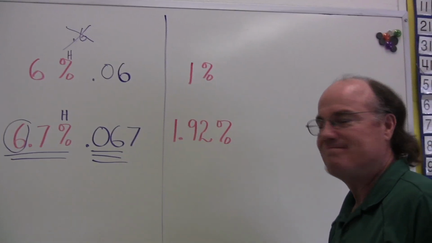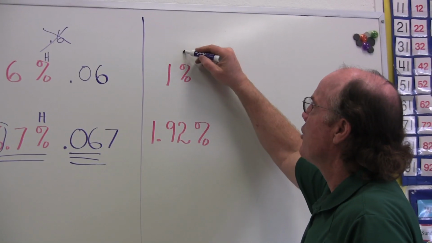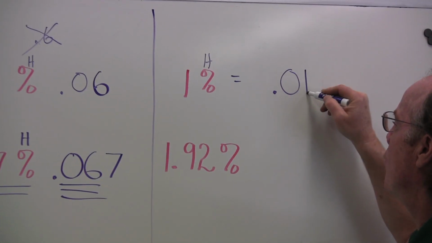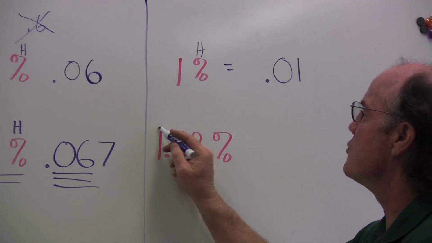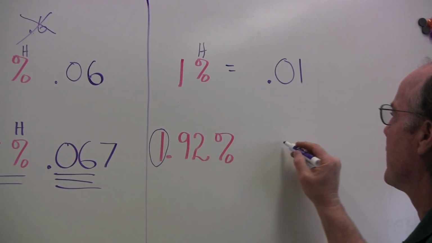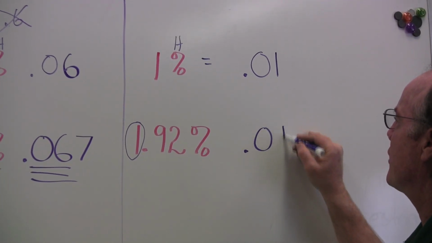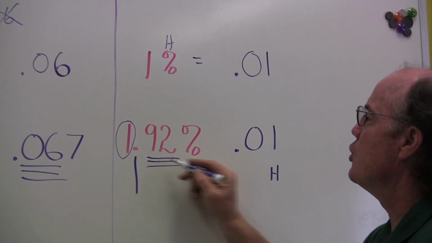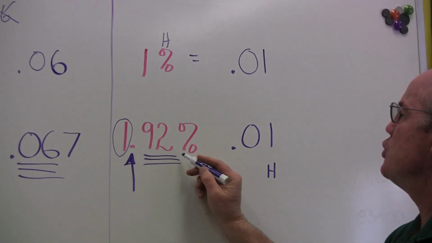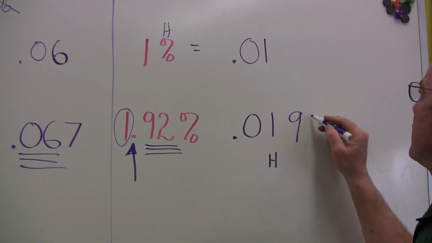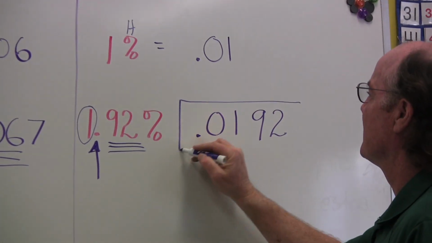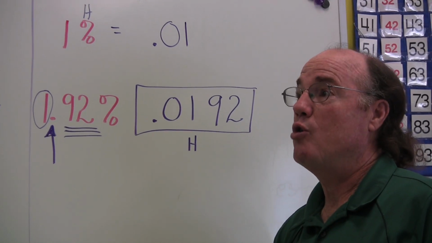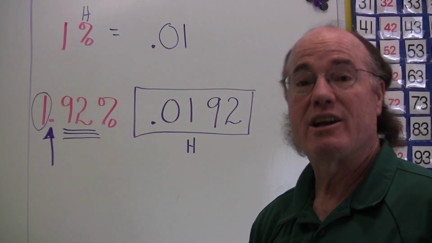The hardest problem. 1%. That's 1 hundredth. 0.01. Now the whole number here is 1%, which is 1 hundredth. Now after the decimal, you have two numbers, 9-2. So you simply add on the 9-2. And that'll do it for the homework page for 6-1.